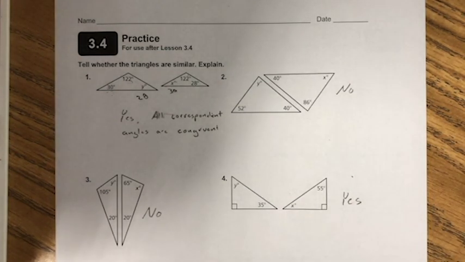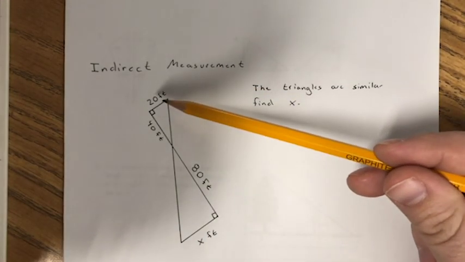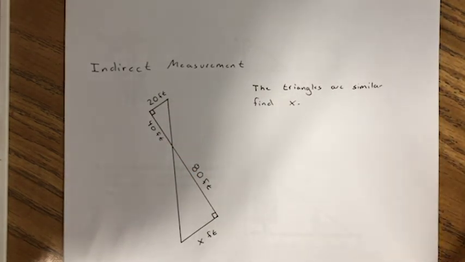Now, after we understand that the triangles are similar, we can use this information to do something that's called indirect measurement. So here we have 2 similar triangles. They're similar because I've told you they're similar. All right, and your job is to find x. So we have a small triangle here. I have a 20 foot by 40 foot, and then we have an 80 foot by x foot. So how do we figure out what x is?